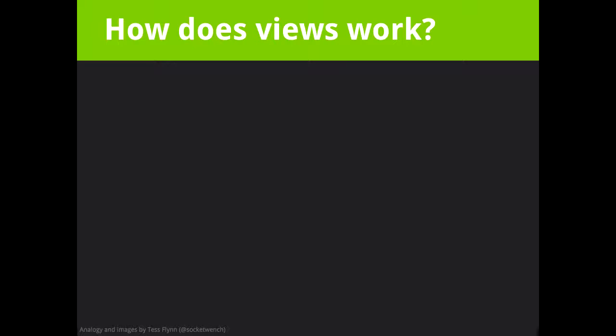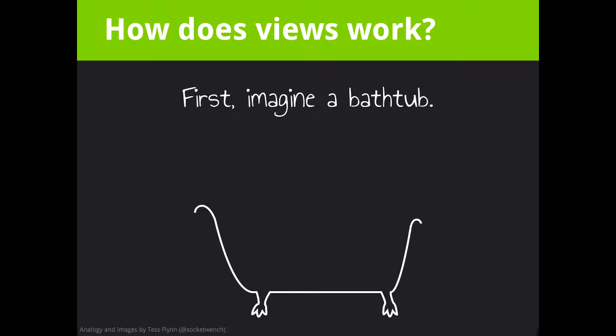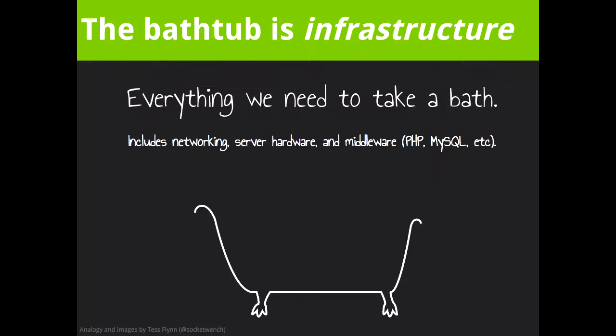So how exactly does views work? And this is where the analogy with my daughter Hannah comes in. So first, try to think of a bathtub. Whenever I'm giving my daughter a bath, we have a bathtub here. The bathtub is sort of the framework. It's the infrastructure. It's everything that we need to take a bath. Without a bathtub, it's just kind of water everywhere. It doesn't work, which maybe my daughter would prefer sometimes. So it's the network, the hardware, it's sort of everything that keeps it together.